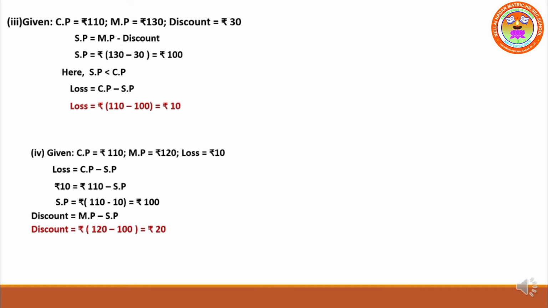Now, the last one. MP is equal to 120. Discount is equal to 10 rupees. And profit is equal to 20 rupees. So here, mark price is given, discount is given and profit is given. So what I have to find? Can you tell me?